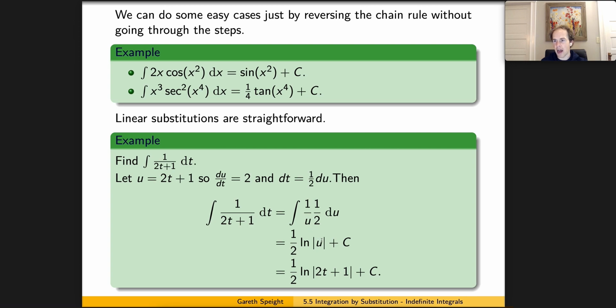So we get a half ln absolute value u. Remember, the antiderivative of 1 over x is ln absolute value x. So here we get ln absolute value u plus c. And then at the end, we're supposed to replace u by whatever it was in terms of the original variable. So here it's the absolute value of 2t plus 1. So we get a half ln absolute value 2t plus 1 plus c.